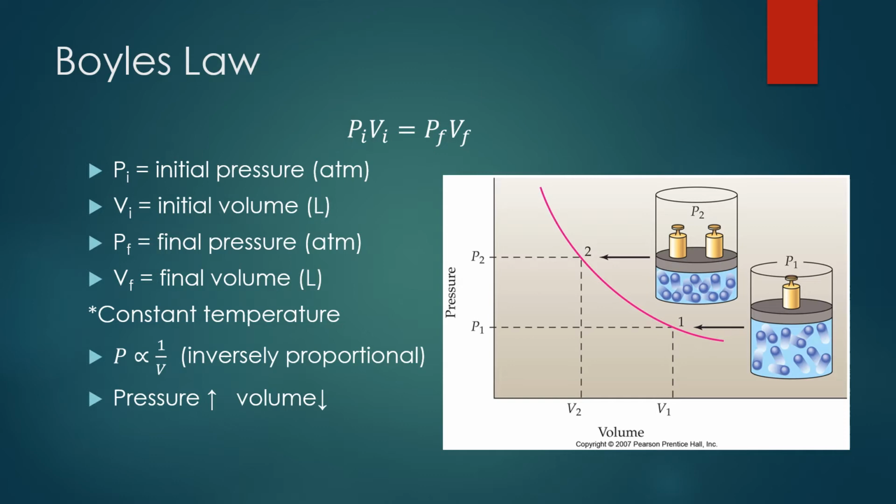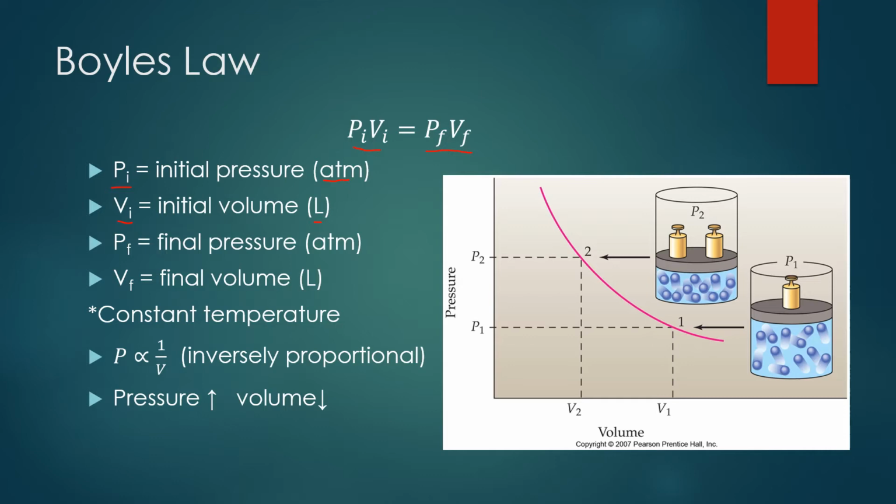For Boyle's law, we have the equation PiVi is equal to PfVf. So what do those variables mean? Pi is the initial pressure, and when we're using this equation, our initial pressure is going to be in atm. Vi is for initial volume, and that is going to be measured in liters. So this is the initial pressure and volume of that gas.